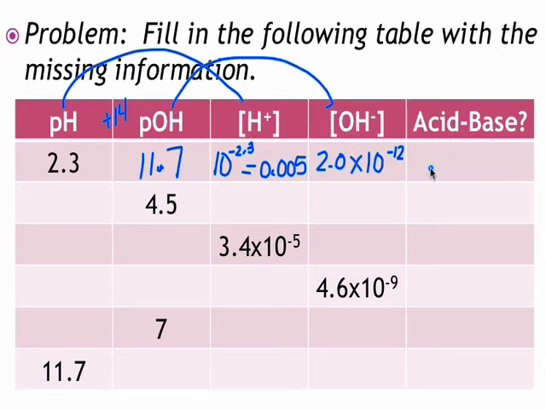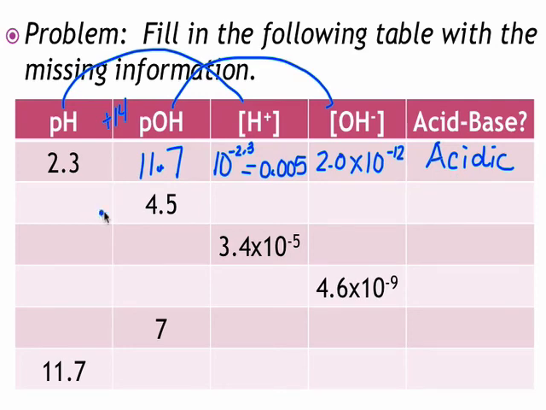Then we have to answer the question, is it acidic or basic? Well, the hydrogen ion concentration is way bigger than the hydroxide ion concentration, plus the pH is less than 7. Both of those things tell me that this is an acidic solution. So I'm done with the first row.